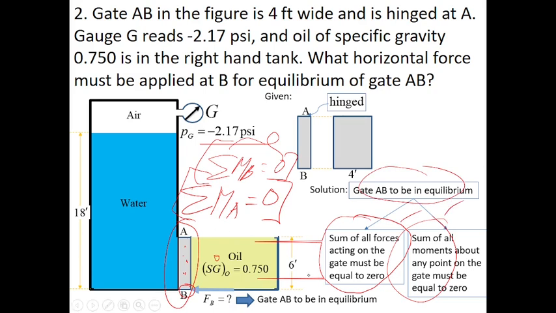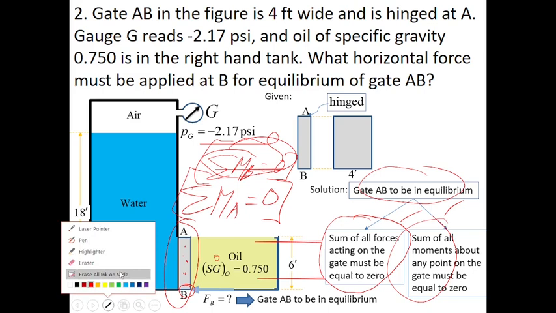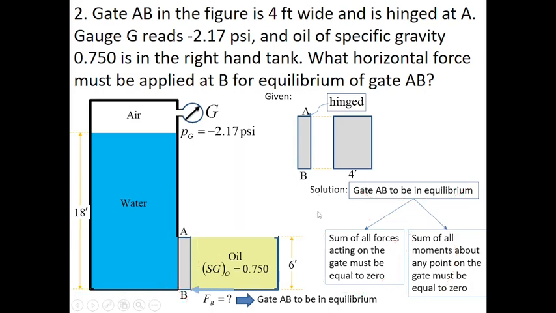So, let's say, for example, only the summation of moments equals 0 is satisfied, then the sum of all forces acting on the gate must be equal to 0 is automatically satisfied as well. Okay, so we can proceed.